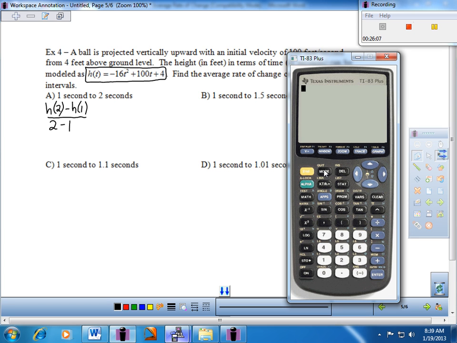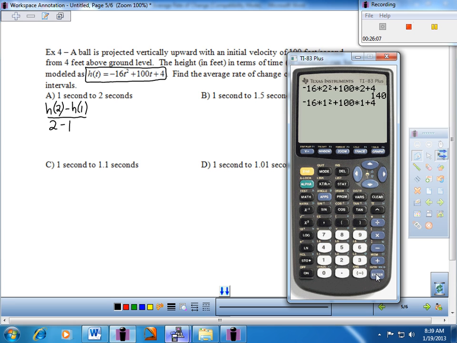Bring this on back. So I have negative 16, and then let's see, times 2 squared plus 100 times 2, and then plus 4. I get that. And so the height at 2 seconds, everybody, is going to be 140 feet. We'll put that in just a second, but while I have the calculator, I might as well do the second one. So let's do that together, everyone. Negative 16 times 1 squared. And then how about a 100 times the 1 and plus the 4.